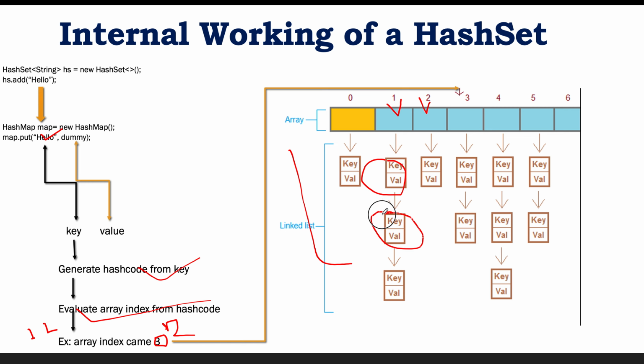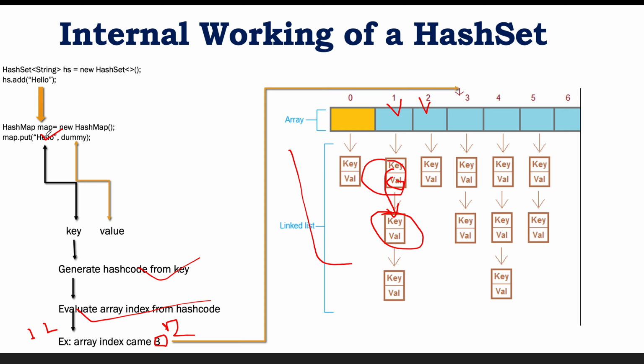We have already seen linked list working on the linked list data structure, that is nothing but the node format, where it will store the value and it will store the address of the next element. So this is how it will maintain internally. If the key is the same, it will not insert it, because a map will allow only unique keys.